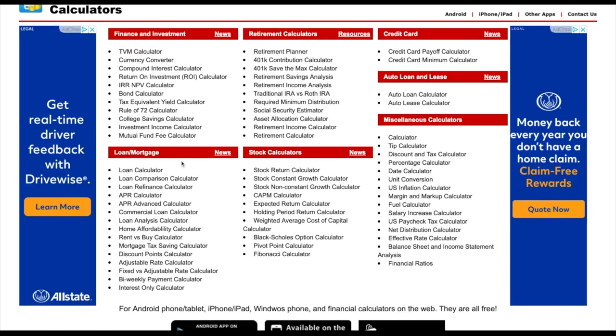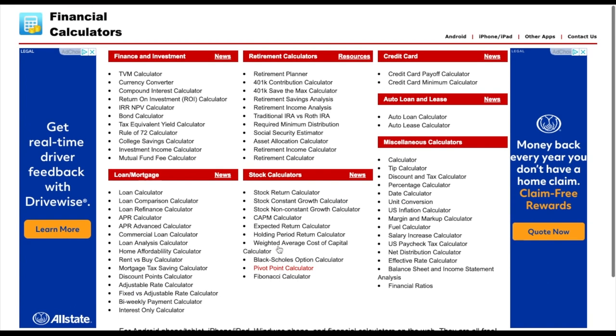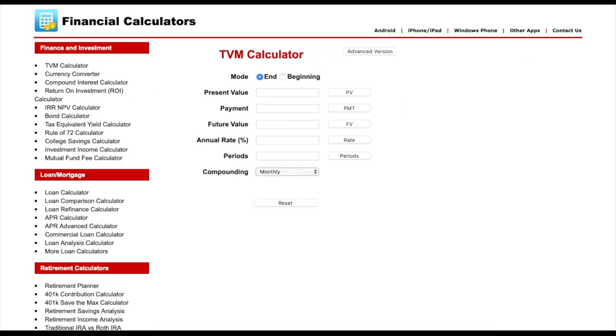So you can calculate basically anything you can dream of with Easy Calculators. And that's why we like it, because all of these calculators are here on the desktop. So it makes it super easy for us to calculate things, because sometimes a traditional calculator just doesn't cut it. So the calculator that we want is a TVM calculator, which is a time value money calculator. So I'm just going to click on there, and that is going to take me to my calculator.